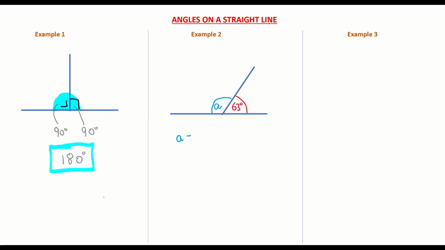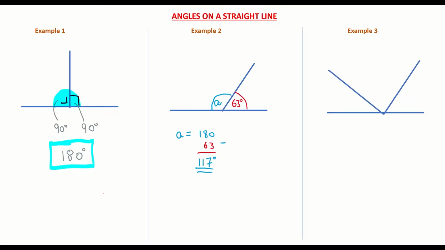So in order to find the size of angle A, all I'm going to do is go angle A is equal to 180 degrees, that's the full angle, and I'm going to take away my 63 degrees from the second angle. When I take 180 minus 63, I get 117 degrees. So the size of the angle A is now 117 degrees, because the 2 angles must add up to 180. Let's look at a third example.